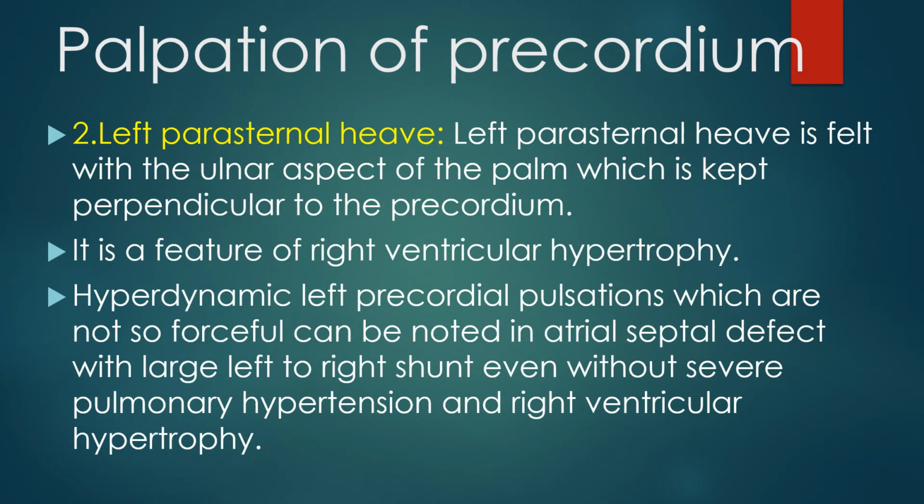Left parasternal heave. Left parasternal heave is felt with the ulnar aspect of the palm, which is kept perpendicular to the precordium. It is a feature of right ventricular hypertrophy. Hyperdynamic left precordial pulsations, which are not so forceful, can be noted in atrial septal defect with large left to right shunt, even without severe pulmonary hypertension and right ventricular hypertrophy.